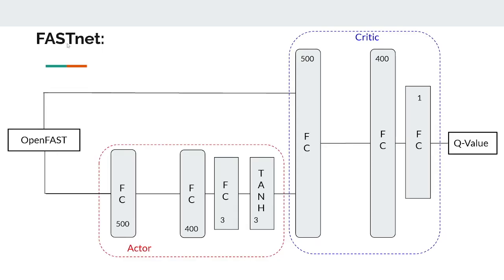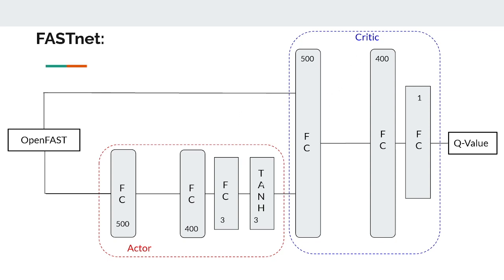Here we can see the final architecture for FastNet. After the hyperparameter search, my architecture was compared against the original Lillicrap paper's architecture, and the original DDPG architecture outperformed mine by a large margin. So in the end, I actually just decided to use their architecture, which consists of 500 fully connected units followed by 400 in the actor, and in the critic 500 and 400 as well.